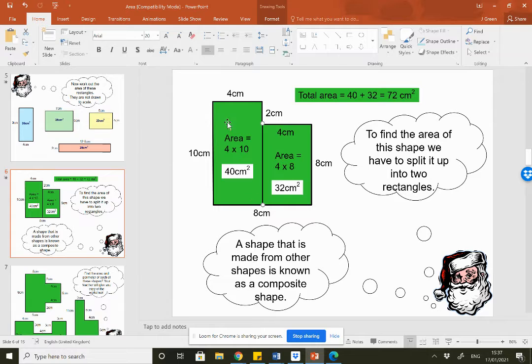So this rectangle is 10 by 4. 10 times 4 is 40. So this part is 40 centimetres squared.